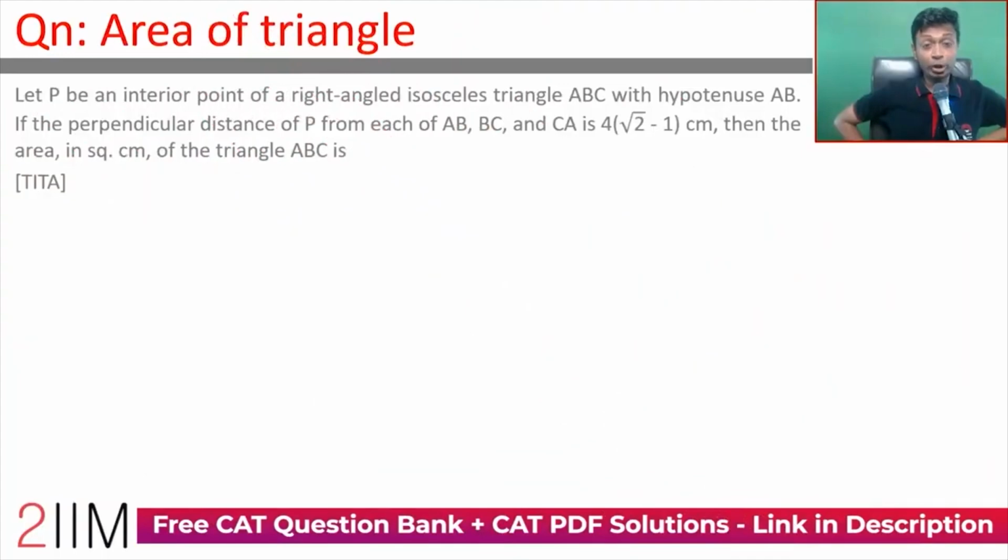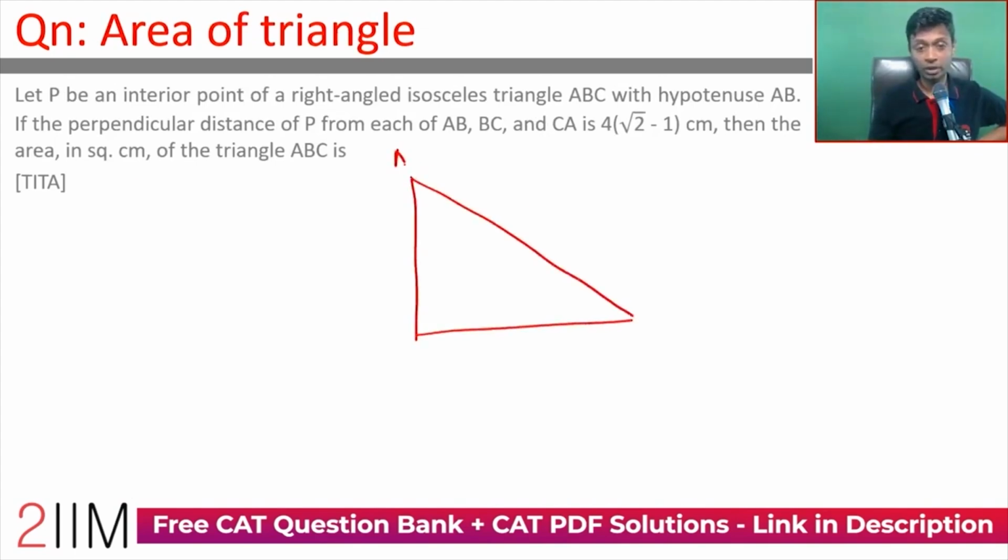Let P be an interior point of a right isosceles triangle ABC with hypotenuse AB. And the hypotenuse is AB. This is A, B, C. These two are equal. This is 45. This is 45. The perpendicular distance of P from each of AB, BC and CA is equal, and each time it is 4 into root 2 minus 1. That means P is the in-center.